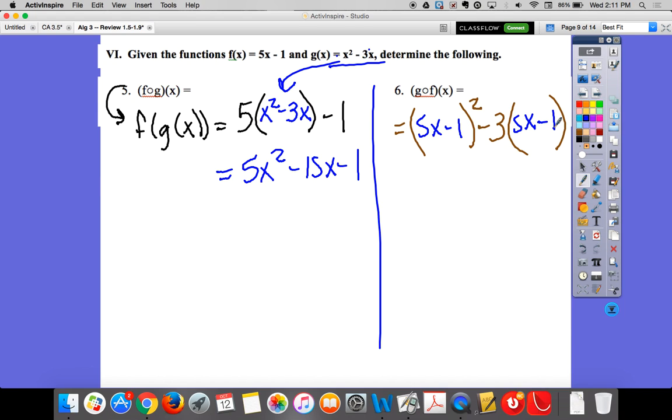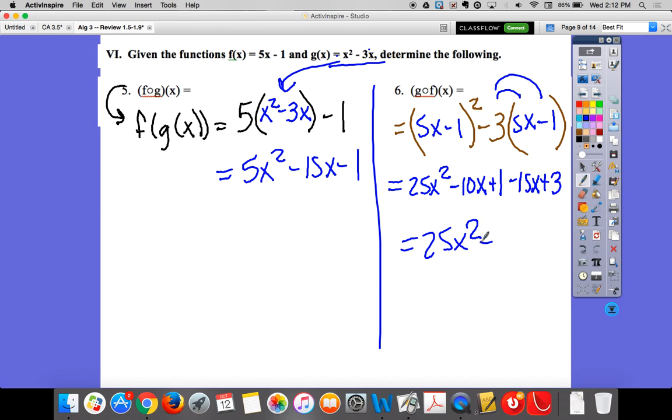Now, because I'm scrunched for time, I'm going to do square, double, square. So if I square the first one, that's 25x squared. And if I double, that's negative 10x. And if I square the last, it's plus 1. And then distribute the latter part. And I get negative 15x plus 3. Put my like terms together: 25x squared minus 25x plus 4. Okay, so always get your like terms together if you can in the end.